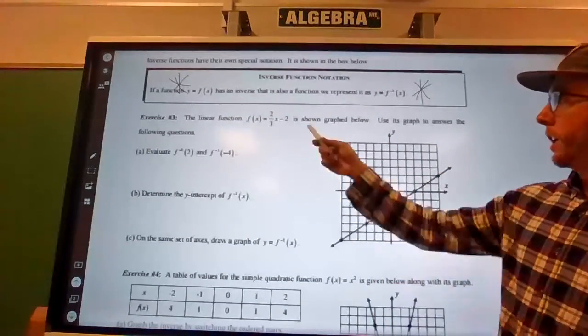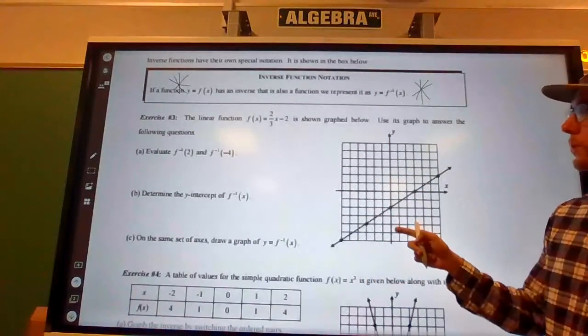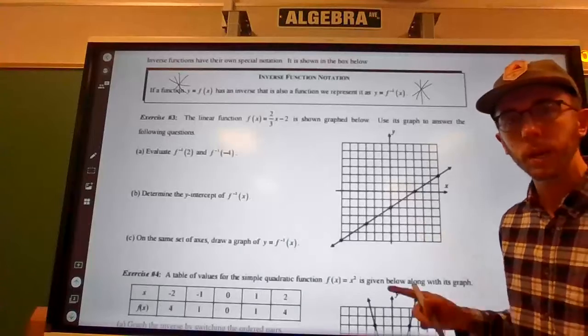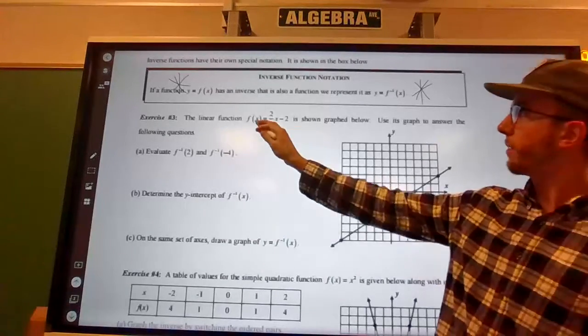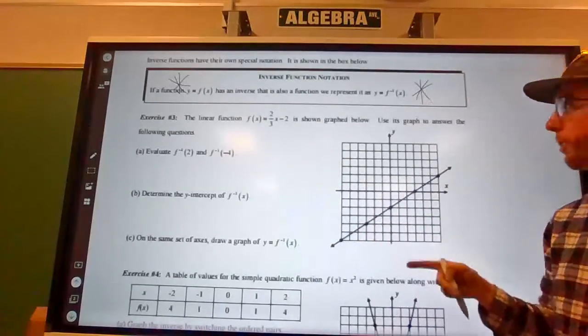Okay? The linear function f of x equals 2/3 x minus 2 is shown graphed below. Oh, so this is nice. Now they're giving us an equation and the graph.